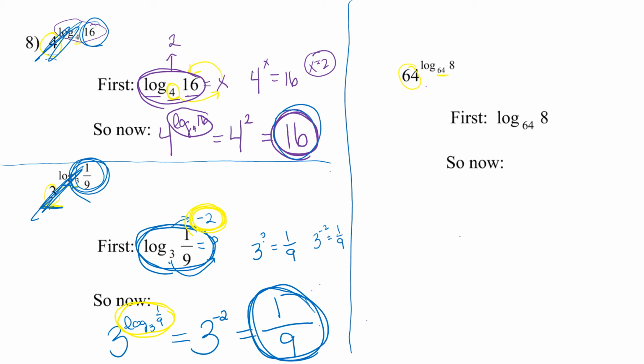So what do you think the answer is? Let's see if you're right. Okay, so first we're going to evaluate the exponent. So let's see, what is log base 64 of 8? I'm going to set it equal to a question mark. What this means is 64 raised to what power is equal to 8?